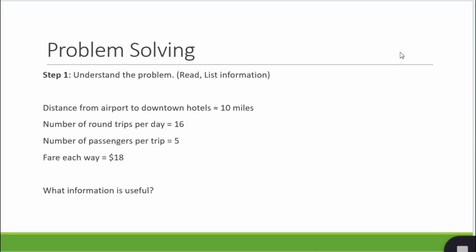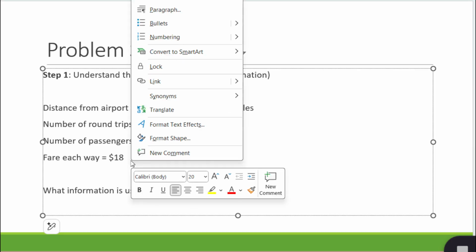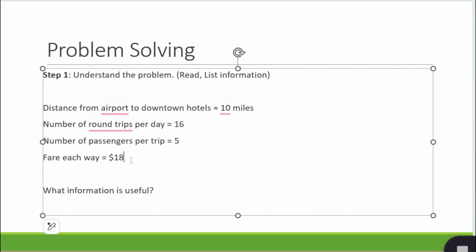All right, so we're writing down what we know. The distance from the airport to the hotels is 10 miles. Number of round trips is 16. Number of passengers per trip is 5. Fare each way is $18. Notice here, I just want to make a note that we are talking about round trips. So a round trip is going to be $36, correct? There it is. Okay, so we're going to keep in mind that we're going to be using $36 as our round trip value.